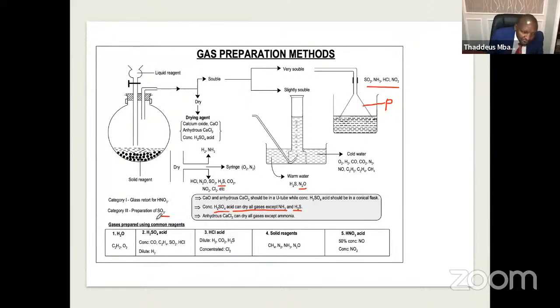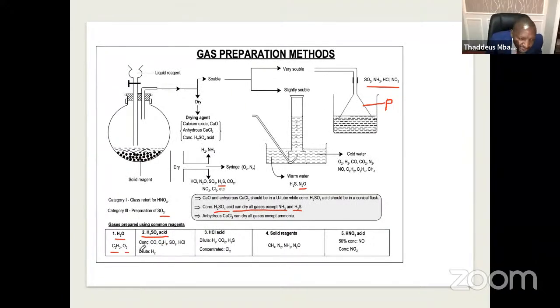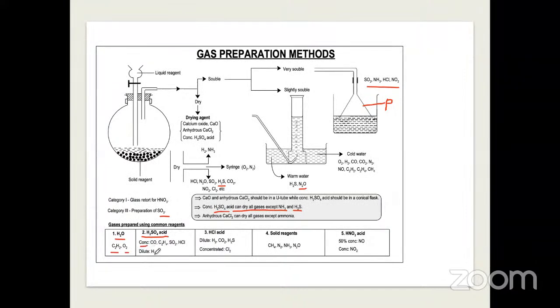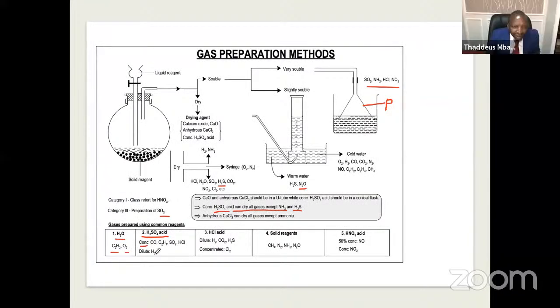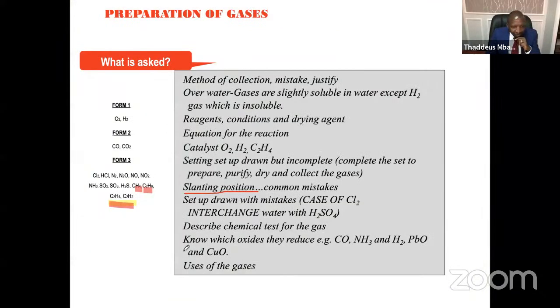Now we go to the common reagents, the gases that I prepared using common reagents. We have the gases that require water. There are only 2 gases that require water. That is oxygen gas and ethyne. We are coming to that later. We have the ones that use sulfuric acid. Which gas uses sulfuric acid? We have the ones that use concentrated sulfuric acid: carbon(II) oxide, ethene, sulfur(IV) oxide, and hydrogen chloride gas.